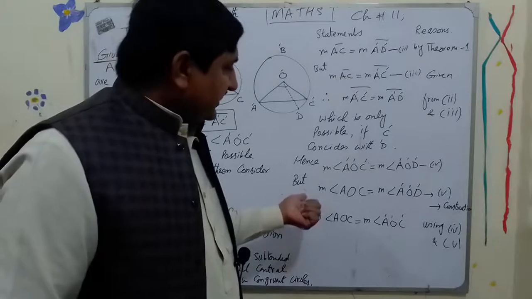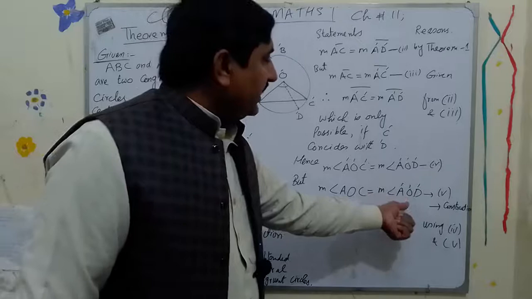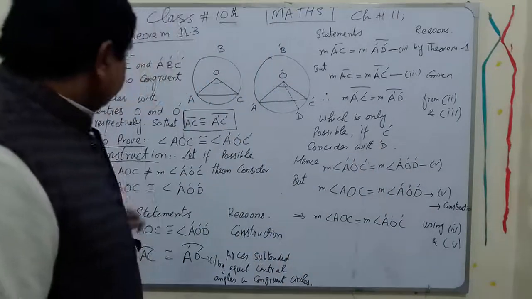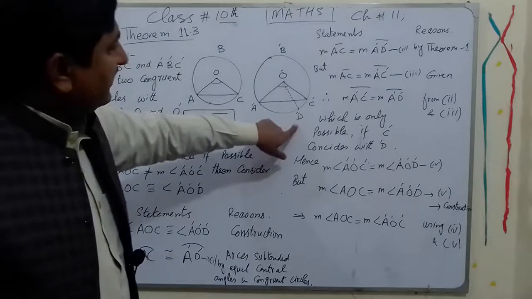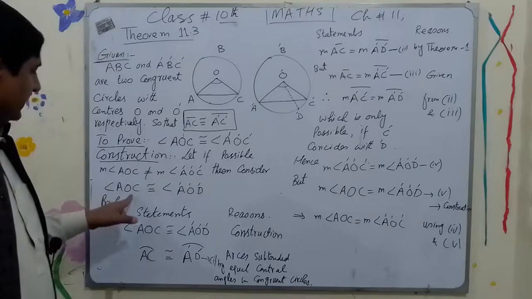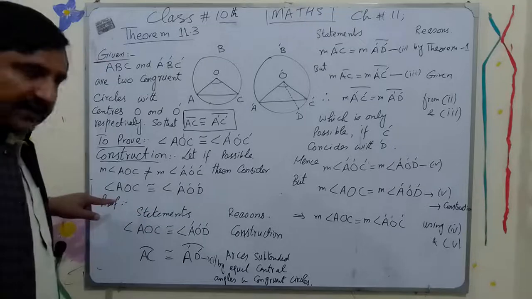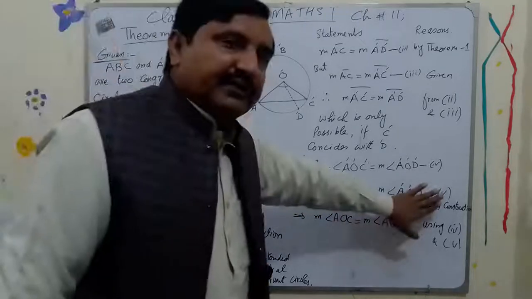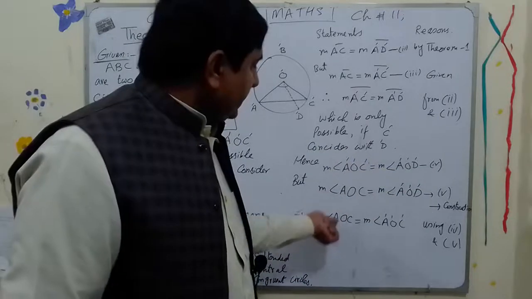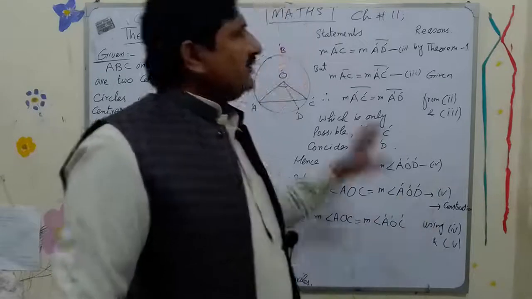But in the construction step, we said that measure angle AOC must be equal to measure angle A prime O prime D prime. Why do we say that? Because in the construction step, we take this and look at this. This was the construction step, no? Measure angle AOC is equal to measure angle A prime O prime D prime. This was the construction step, and we notated it with equation 5th. So from the 4th and 5th equations, we found that measure angle AOC must be equal to measure angle A prime O prime C prime. So this was our required theorem.